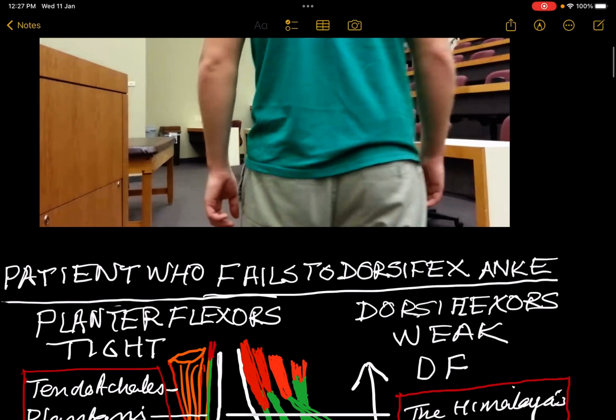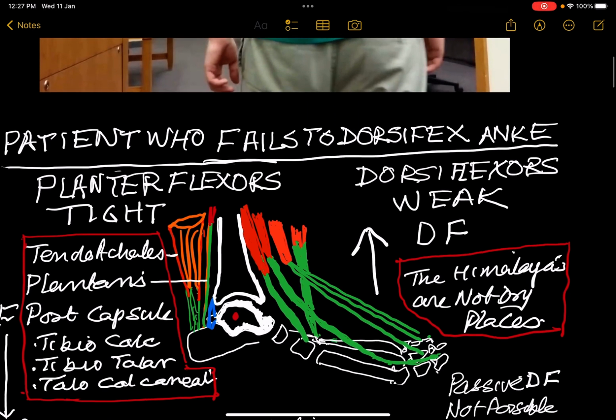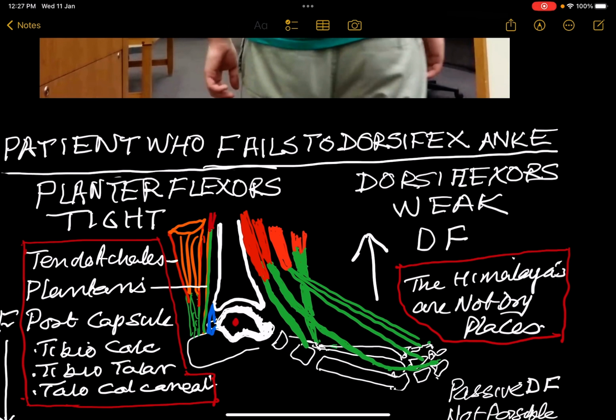So why should dorsiflexion fail? So here are your dorsiflexors. We remember them by this formula: The Himalayas are not dry places. Tibialis anterior, extensor hallucis longus, extensor digitorum longus and peroneus tertius. The Himalayas are not dry places.